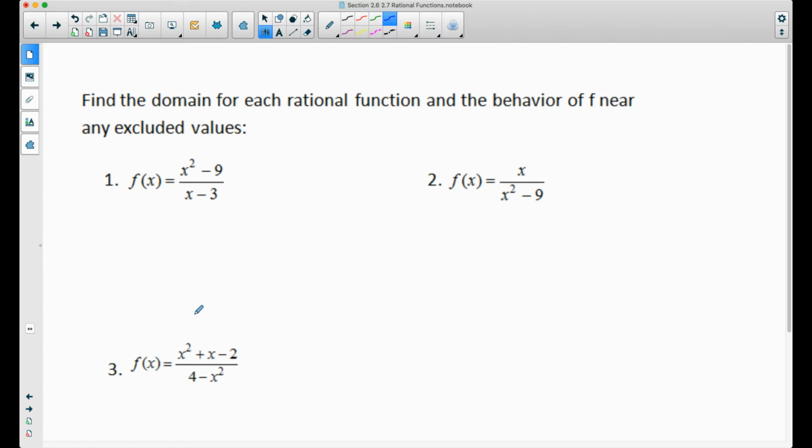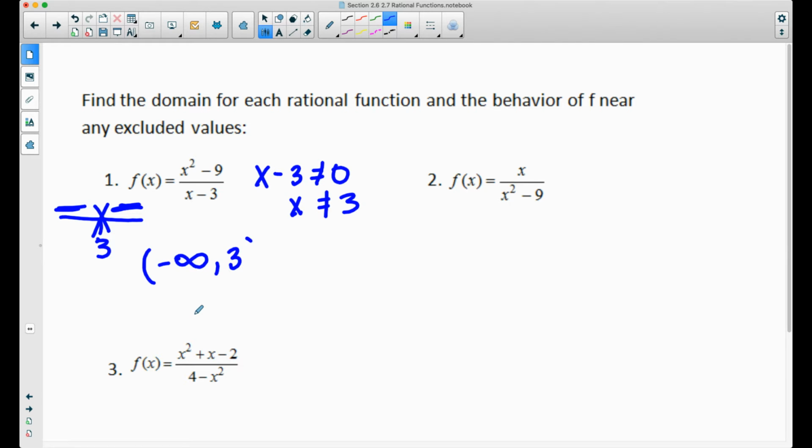For the first one, we know that x minus 3 can't be 0, so x can't be 3. If we set up a number line, it can be anywhere before 3 and anywhere after 3, and we can denote that using parentheses: negative infinity to 3, parentheses, 3 to infinity.